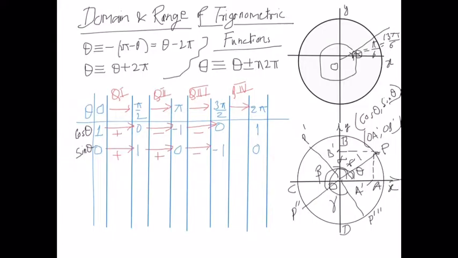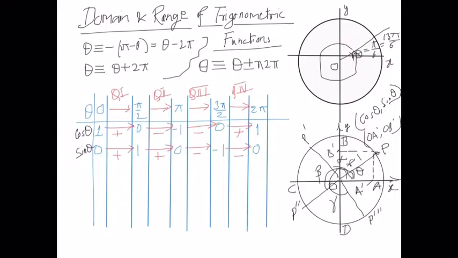And as theta increases from 3 pi by 2 to 2 pi, cos theta increases and becomes positive, and sine theta also increases but remains negative, as in the fourth quadrant, the projection on the y-axis is on the negative side.